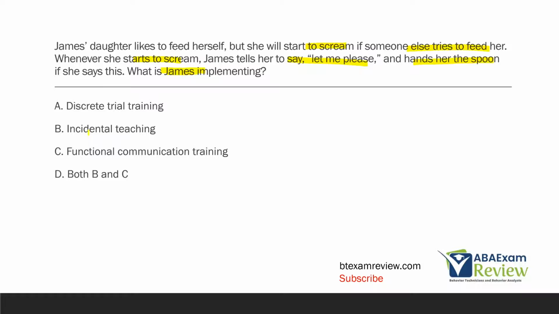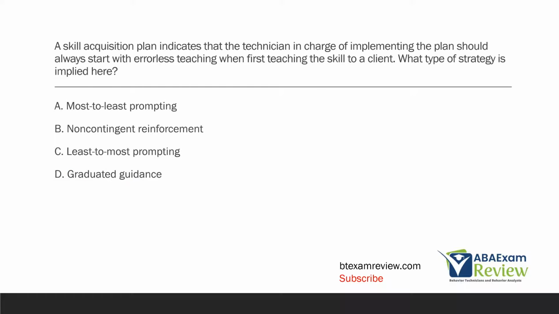He's using the opportunity of the daughter engaging in the behavior to teach. What is he specifically teaching? We'll see functional communication training. So James is implementing both B and C. He's implementing incidental teaching or naturalistic teaching. He's using these naturally occurring situations to teach, and he's teaching functional communication training. Good reason we always read all of our answer choices. We want to make sure we have the best complete answer.